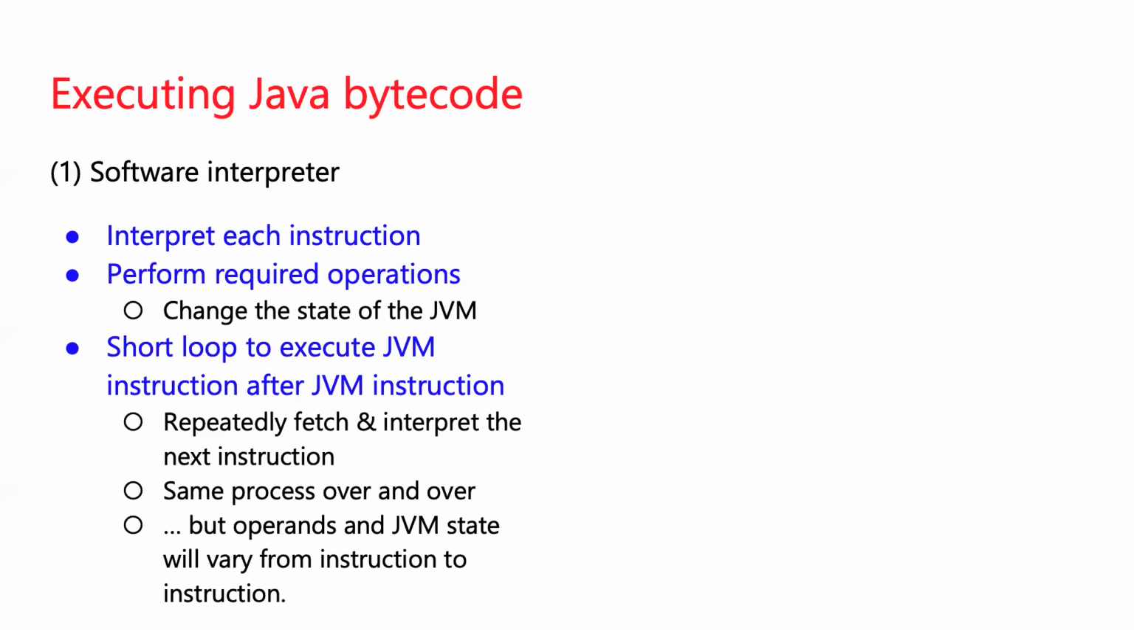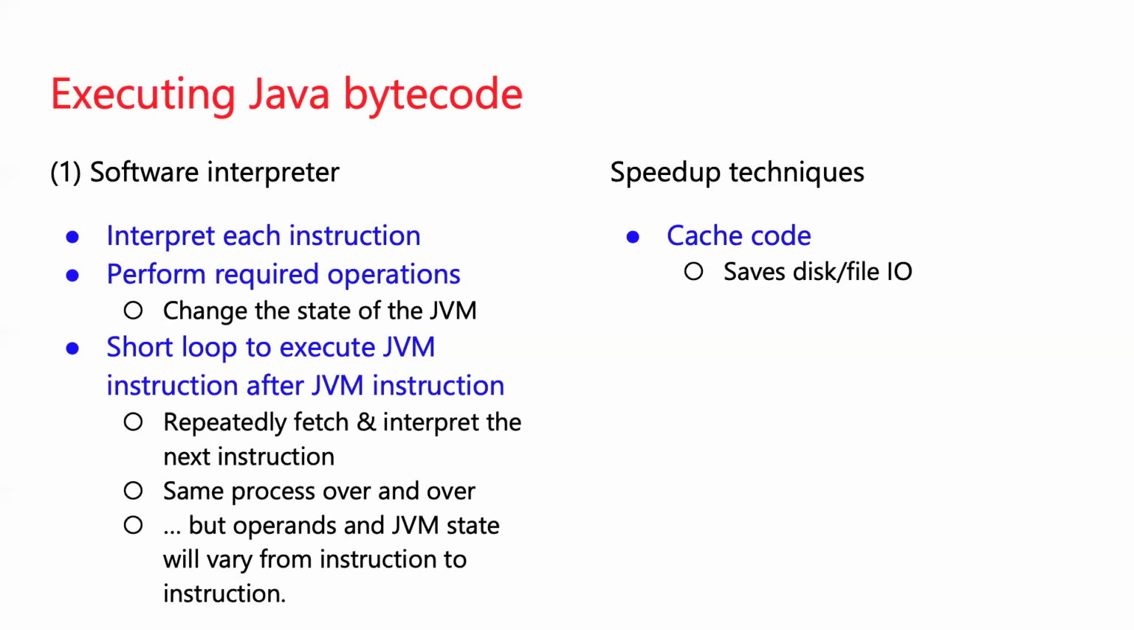Running instructions over and over in that loop, it'll be doing the same thing to run instructions, although as instructions are run, that'll change the contents of the stack, that'll change what's in the heap, it'll change other parts of the JVM as the program runs. Since every instruction might take multiple steps to run in software, this could be slow.